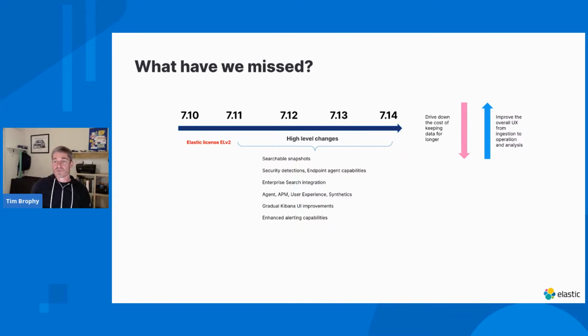We've also tried to improve the overall user experience all the way from ingestion to operational data analysis. We've improved our security detections. We've continually improved our endpoint agent capabilities, or the Elastic agent. We've moved our enterprise search, which used to be separate capabilities, into Kibana and into the platform experience as a whole. We've continually enhanced the Elastic agent, Elastic APM, our user experience capabilities, as well as introduced synthetics into the platform.